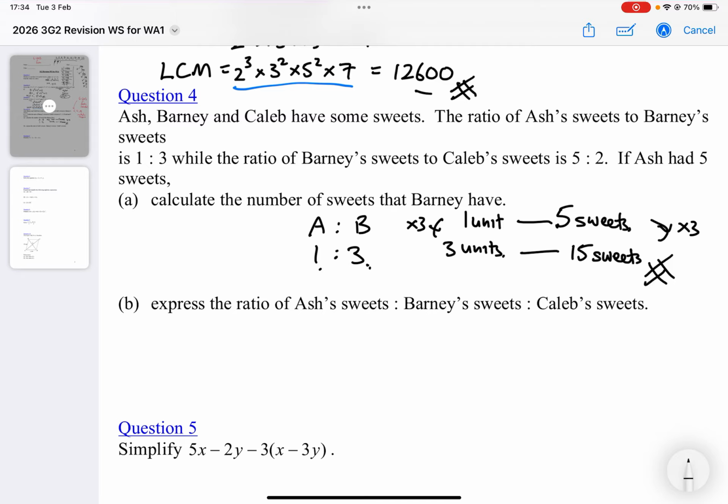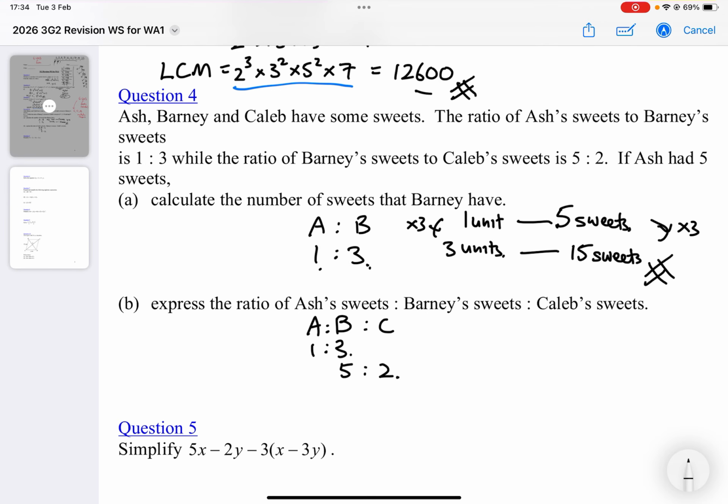At first they tell me Ash to Barney is 1:3. Then they also tell me Barney to Caleb, B to C, is 5:2. Okay, so if I add another C over here, then I write a new line because they don't belong to the same line. So Barney to Caleb, I write on another new line, 5:2. Then now what they want is the ratio of A to B to C. Meaning, at first I have two lines. One line is A and B. The other line is B and C. They want me to combine these two lines into one line.